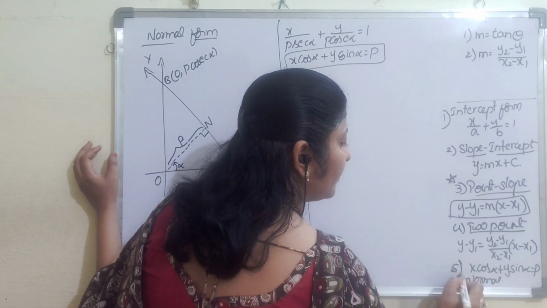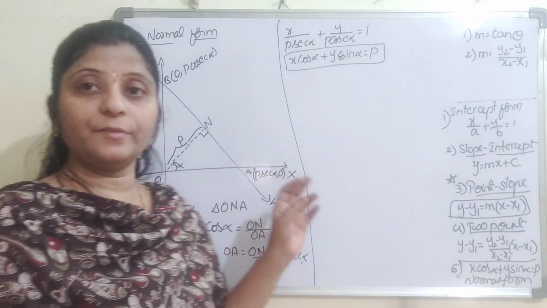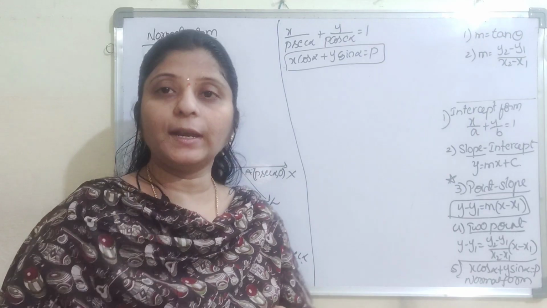Fifth point. Where P is the perpendicular distance from the origin to the given line.